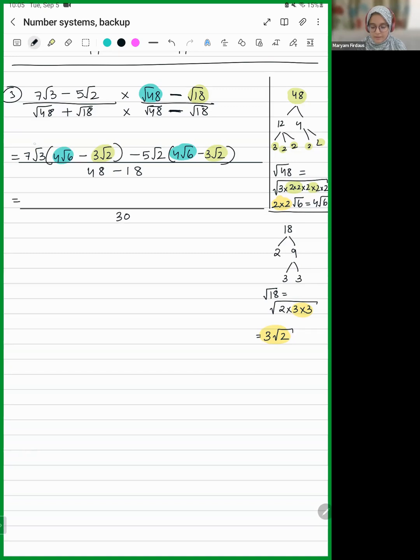This multiplied by this, first multiply whatever is outside the root. We have 7 root 3 multiplied by 4 root 6. So you have to first do 7 into 4. What is 7 into 4? 28. And then you do the root of this into this. So we do 28 root, what does that become? What is inside the root? 3 into 6?